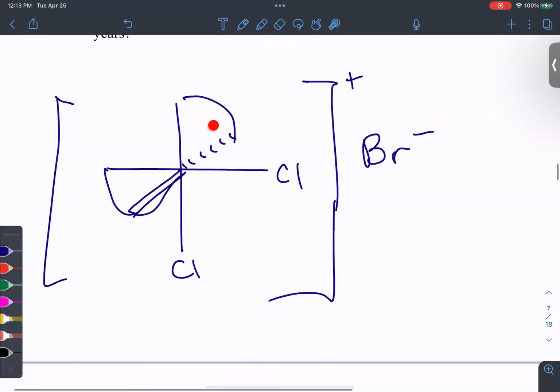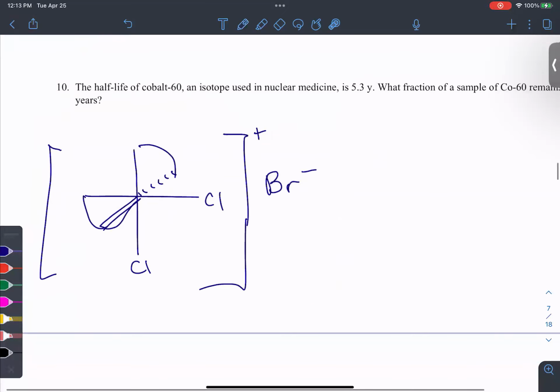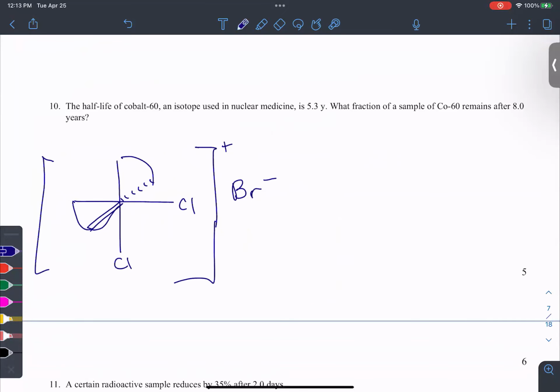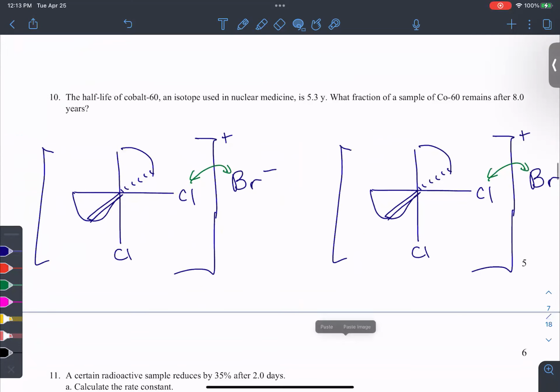It's an octahedron, 2 ethylenediamines, 2 chlorides. This is chiral, so it would have an optical isomer. I've just drawn one for fun. So here's one molecule. This molecule's coordination sphere isomer would just be if the chloride and the bromide swapped places. So if I redrew it, I would draw a bromide there, and then the chloride would be on the outside.